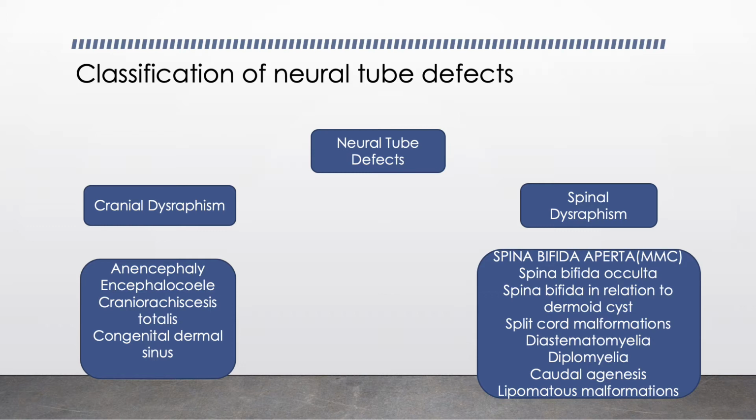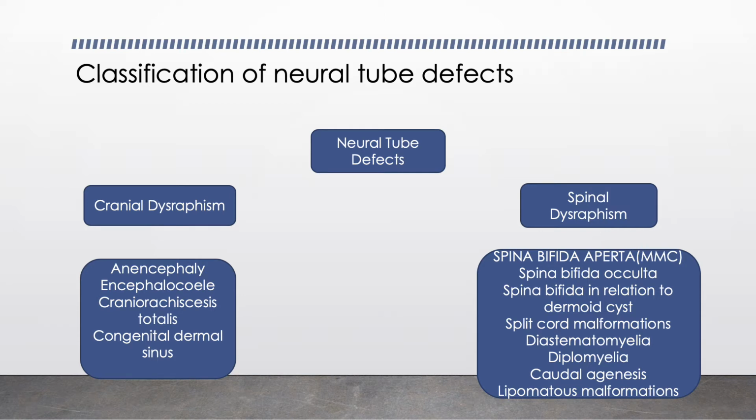And then under spinal dysraphism, spina bifida aperta is basically a myelomeningocele or an open spinal defect. And then spina bifida occulta is a closed spinal defect. And then spina bifida in relation to a dermoid cyst. Here, dermal contents invaginate into the neural tube during development, and then they form benign tumors later on in life. They usually present after repair of a meningomyelocele, and they present as neurological fallouts as the cysts grow and compress the nearby spinal cord.